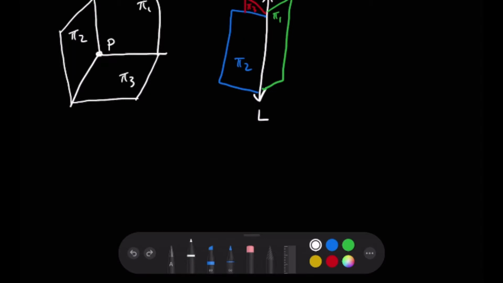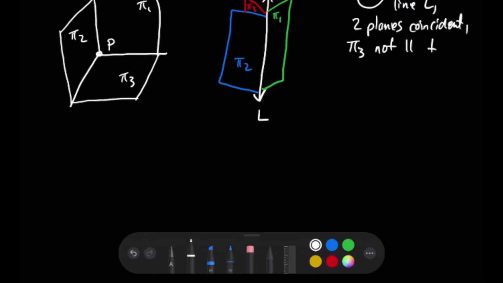We're going to have case 2b, where L is the intersection of 2 coincident planes and a third plane not parallel to the coincident plane. So we're going to intersect at line L, but 2 planes are coincident, and plane 3 is not parallel to the coincident planes, is not parallel to plane 1 and 2, which are coincident.